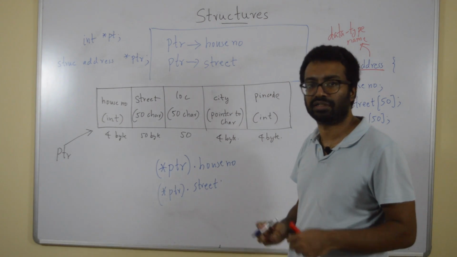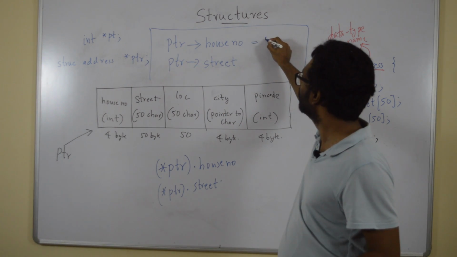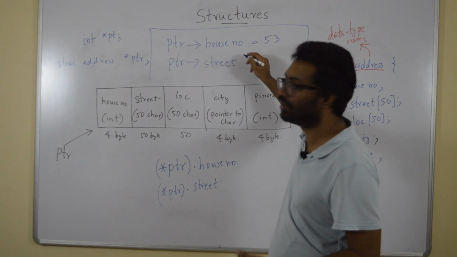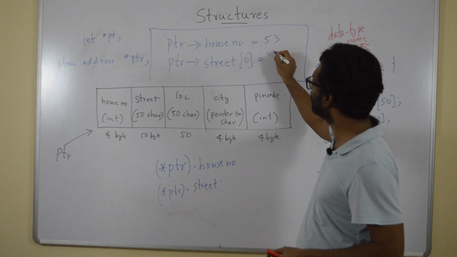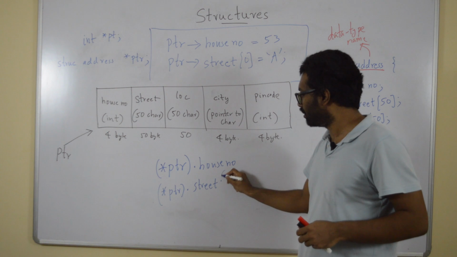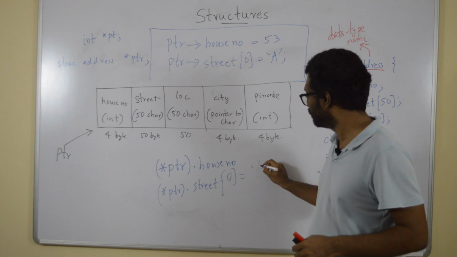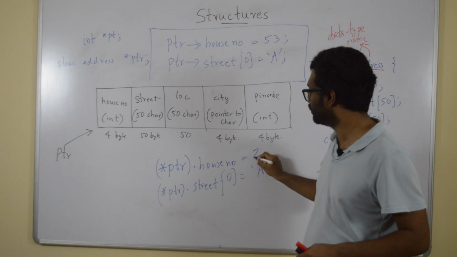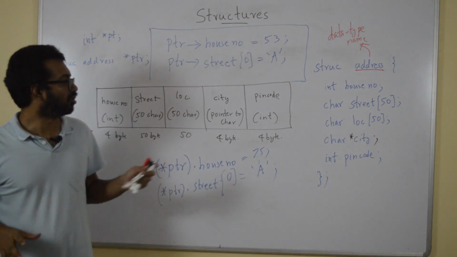We can access the street like this. So I could have written house number is equal to, let's say, 53. I could have said for this array, the 0th location of that array should be, let's say, A. I could have written like that. I could have written here also like that. 0th should be A, and this could be 75. Okay, these both are valid notations.